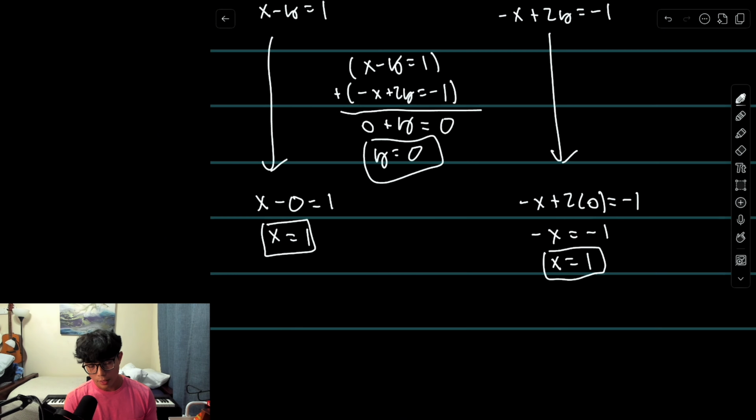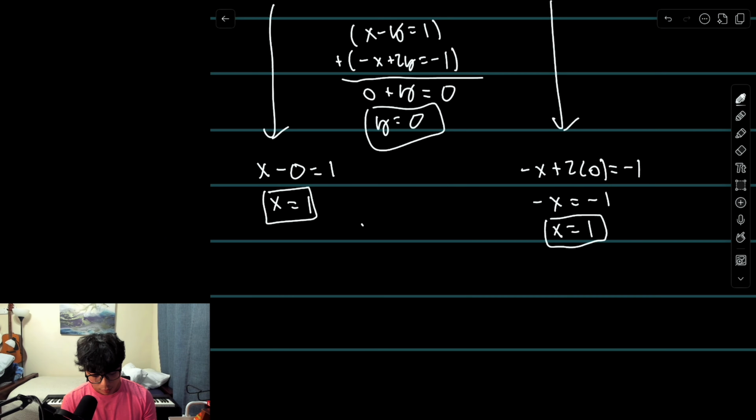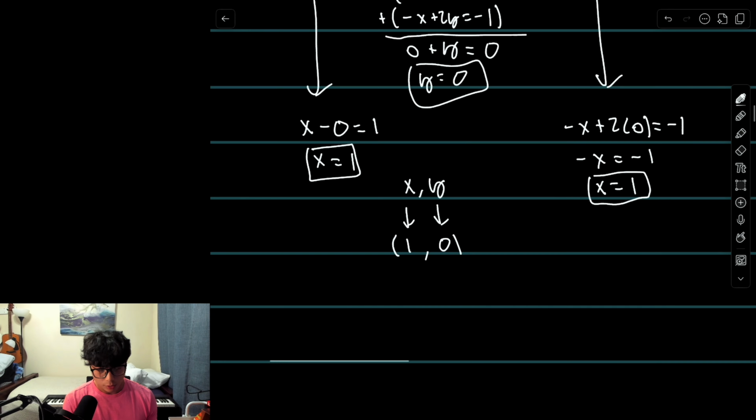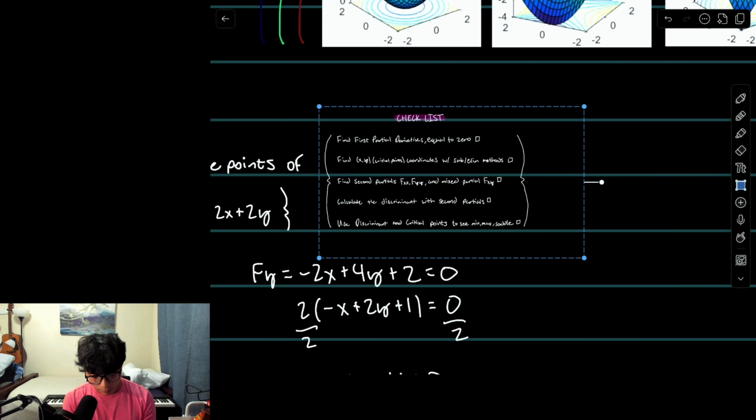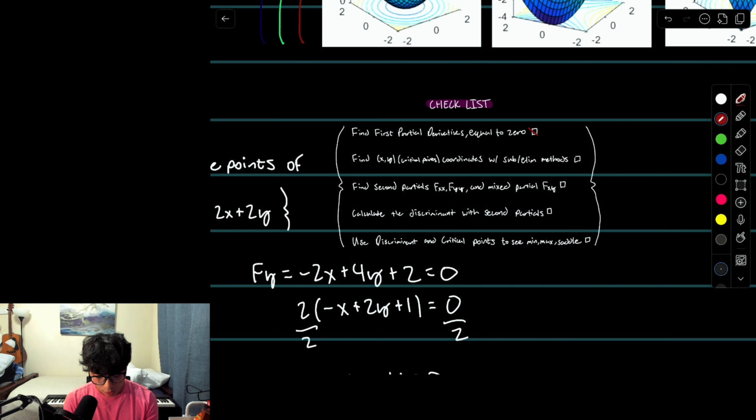This is important because that gives us our critical point, with our x coordinate being 1 and our y coordinate being 0. So that is our first critical point. In our checklist, which I'll make bigger because I could barely see it, we found the first partial derivatives and set them equal to 0. And we found our x and y using either substitution or elimination methods. In this case, it was elimination.